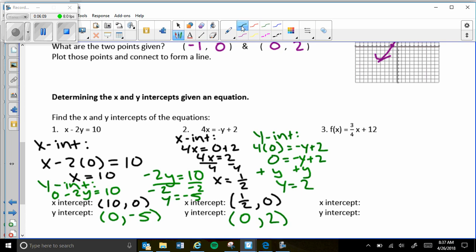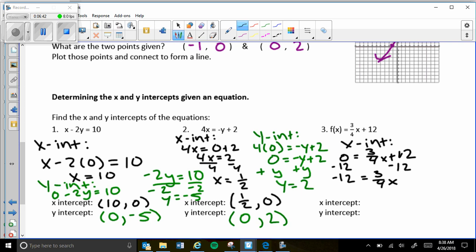All right, last problem. Now for this problem, we're given f of x. So we're given it in function notation. F of x is representing what variable? It's our y. So I'm going to say, we always plug in 0 for y when we're solving for x. So 0 equals 3/4 x plus 12. And now I need to solve for x. So I subtract 12 from both sides.